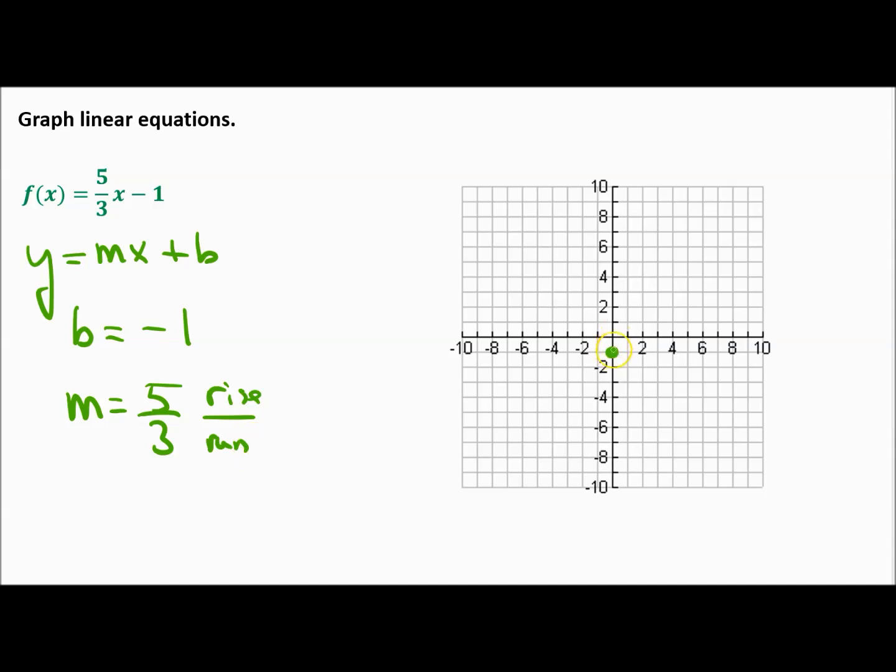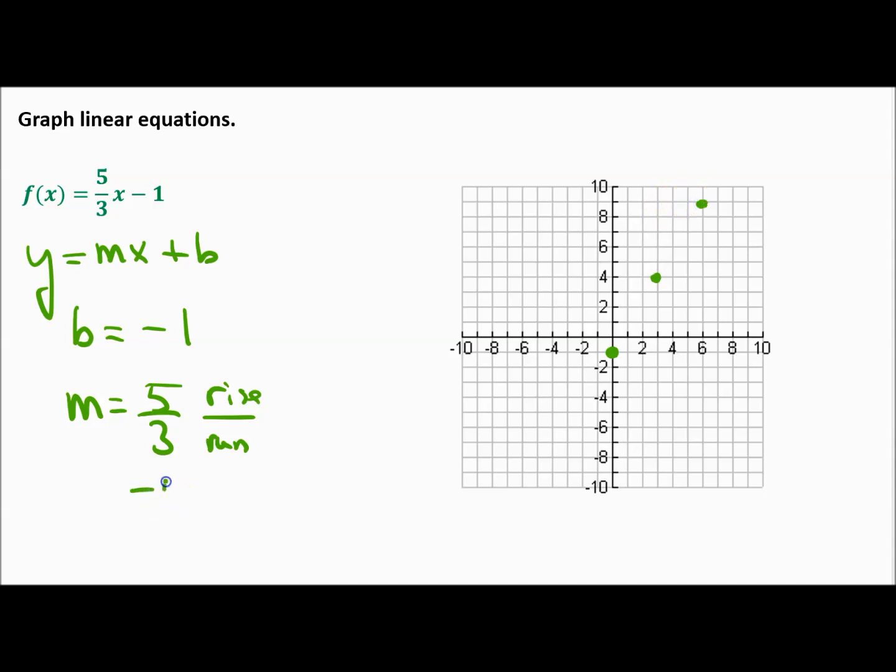So I count 1, don't count where you start, that's 0. 1, 2, 3, 4, 5, and then right 1, 2, 3. You could do it again. Up 1, 2, 3, 4, 5, and then right 1, 2, 3.